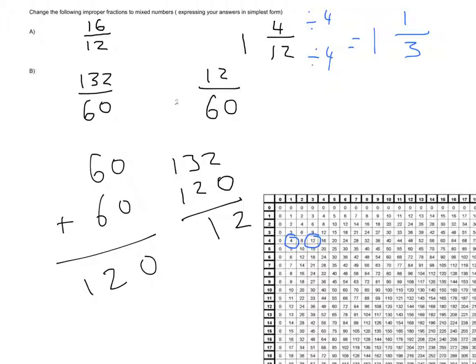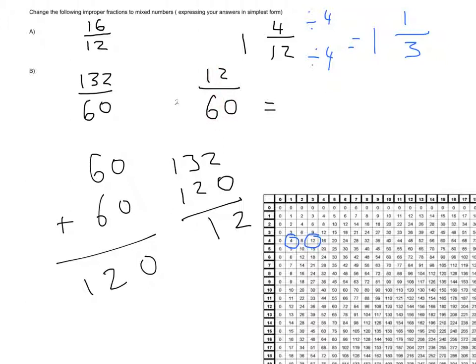So we can see that now we've changed the improper fraction to a mixed fraction. We've got the whole number out here. This means that 60 goes into 132 twice, and the remainder is 12, which is the numerator, and the denominator stays the same. Okay, so the next question is, are we able to simplify this anymore? Can we simplify the 12 and the 60?